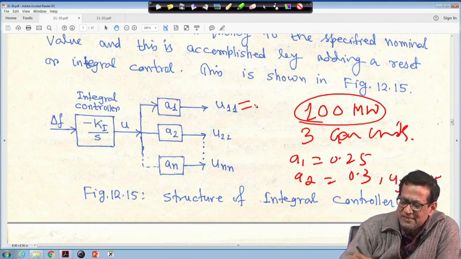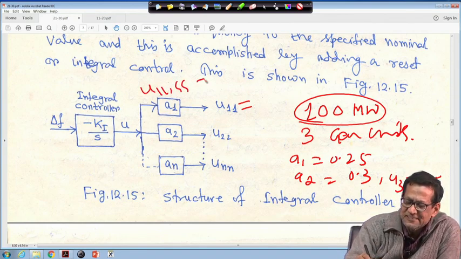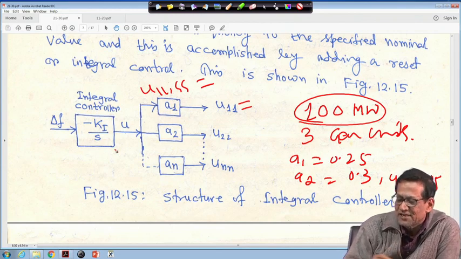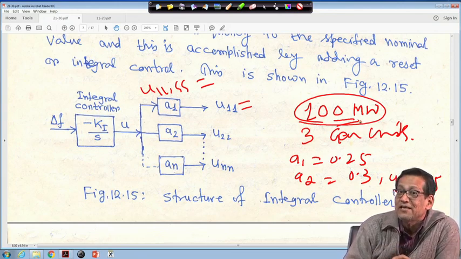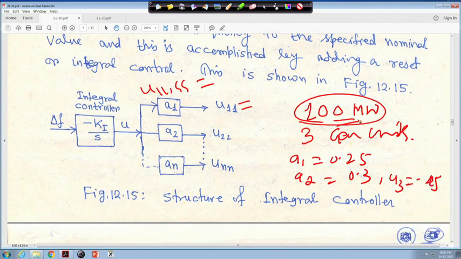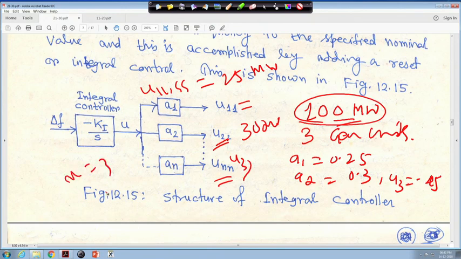That means at steady state, U11 will be your A1 into U, and as I told you, U steady state, delta PG SS, is equal to delta PL, say a 100 megawatt load. Suppose I consider 100 megawatt for your understanding, then this U11 SS will actually be 25 megawatt. Similarly, this steady state value of U22 will be 30 megawatt, and U33, because we have taken 3 units, suppose n is equal to 3, will be 45 megawatt.